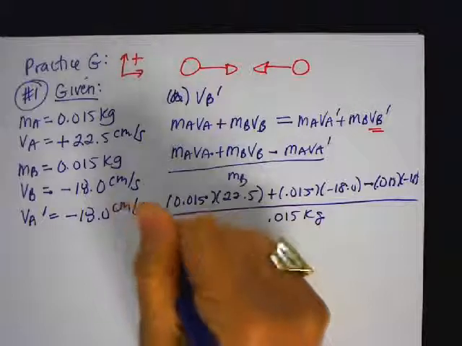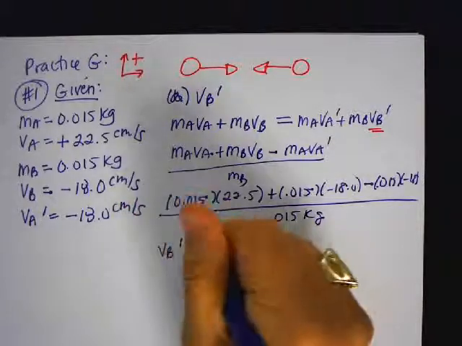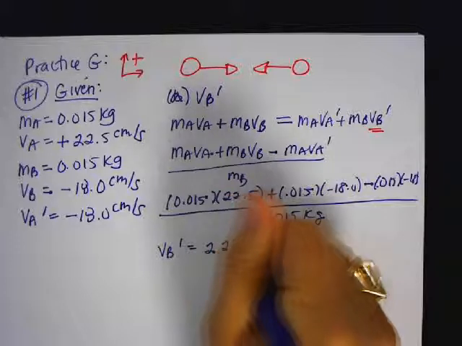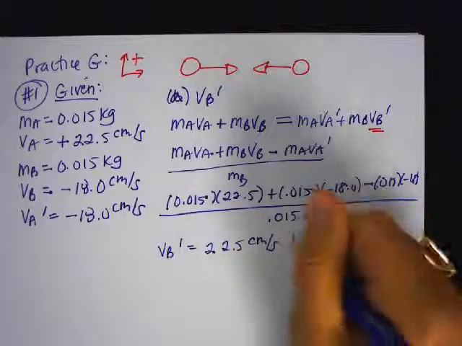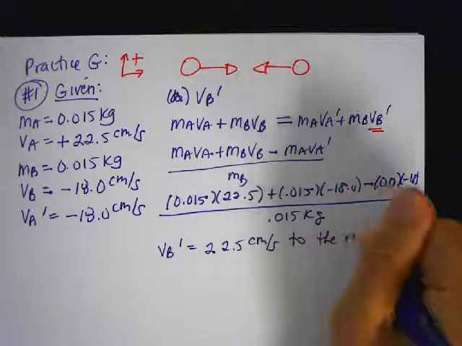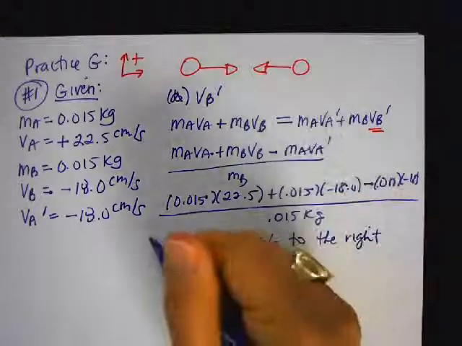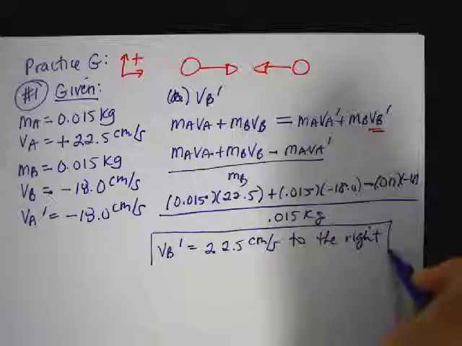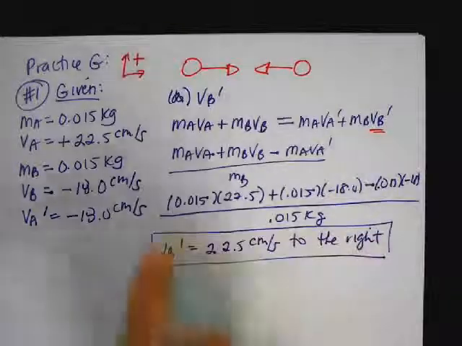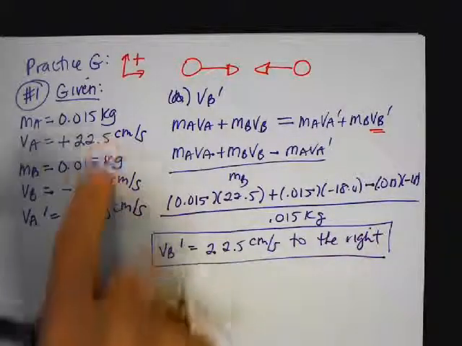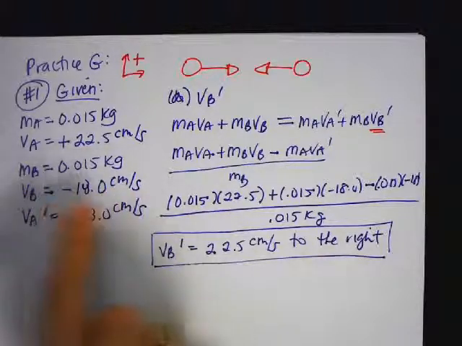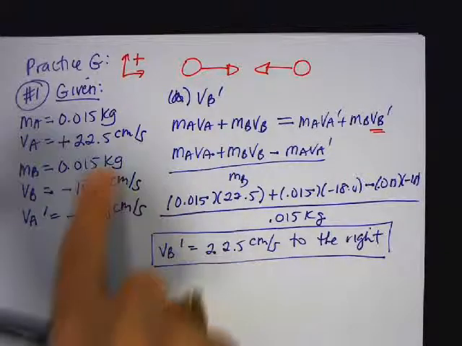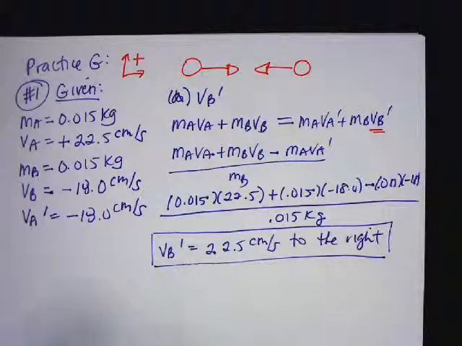And when we do all that, VB prime comes out to be 22.5 centimeters per second. Because this is positive, that means it's to the right. If it came out to be negative, that would be to the left. Now, when you think about it conceptually, this makes sense. The marbles have equal mass, and so if this one's going to the left with that velocity, then this would have to be the same as that.